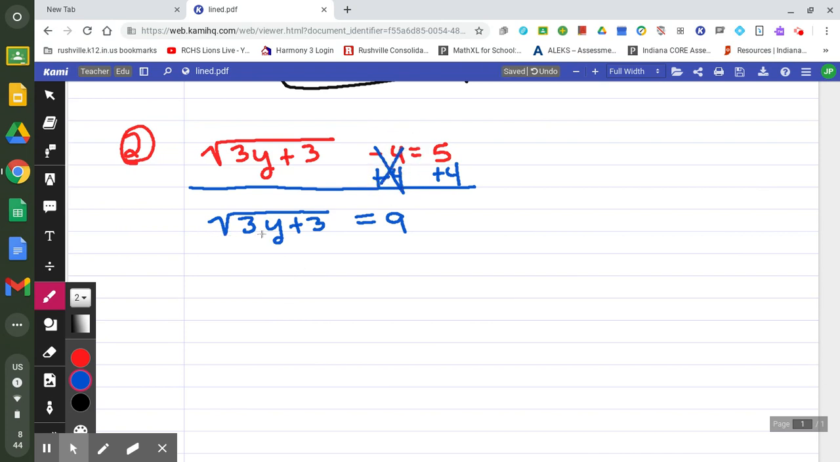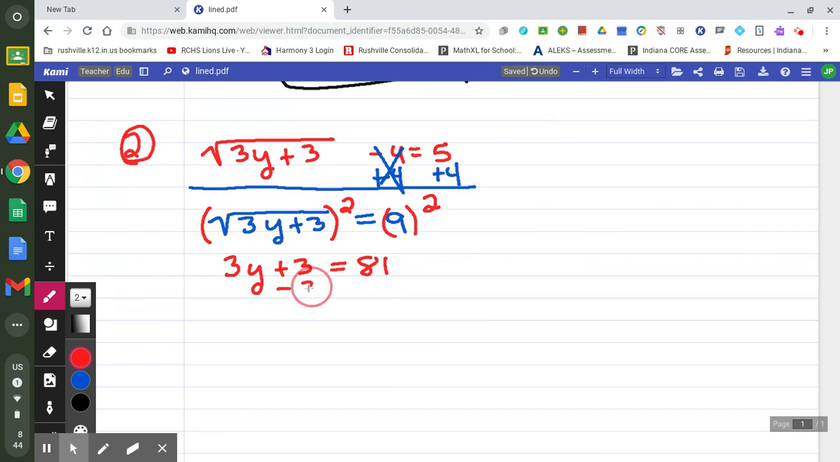Now I have the radical isolated, and since it's a square root, I will square both sides of the equal sign. When you square a square root, you are getting rid of the radical sign. So now 3y plus 3 is out of the radical sign. 9 times 9 gives us 81. And then we proceed to solve for y.